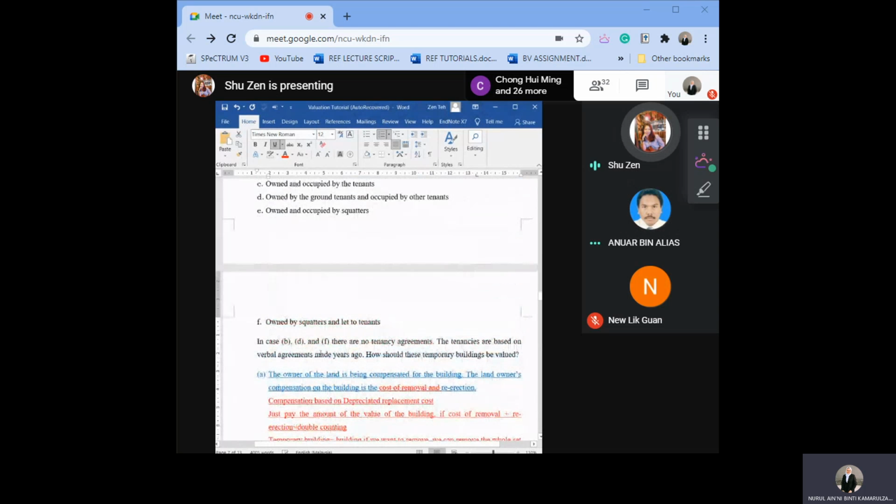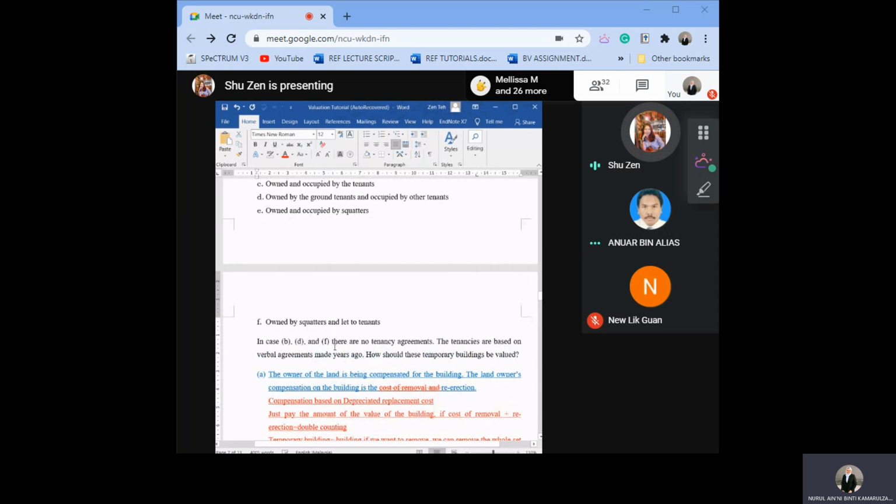Right. Yeah. Okay, tell me first, what is the ground tenant? Is it the tenant that leased the land from the landlord, and then they build a house on the land and rent the building to other tenants? Okay, should the ground tenants be compensated? No, just because of the... But according to this question, I'm not sure whether... No tenancy agreement. Yeah.